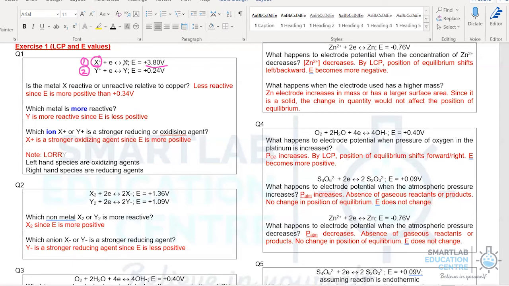Conversely, if we were to compare the metals X and Y and deem which is more reactive, the one that is less positive is more likely to oxidize as the backward reaction is favored, which means Y, which is a more reactive metal, is also a stronger reducing agent since X and Y are both right-hand species.